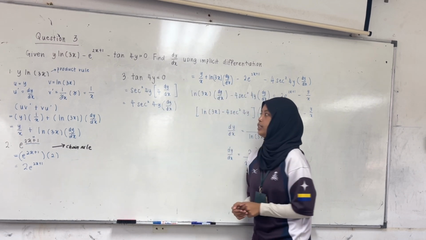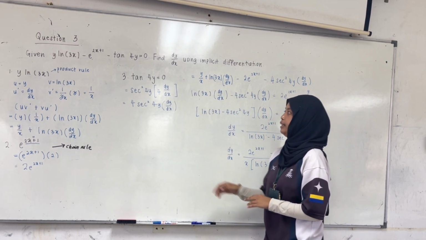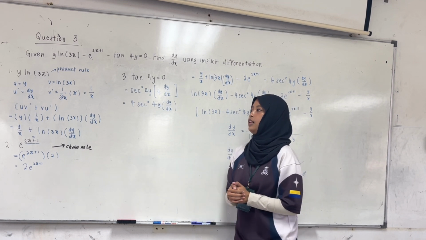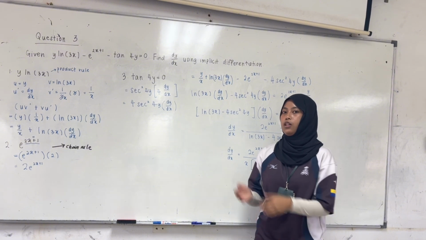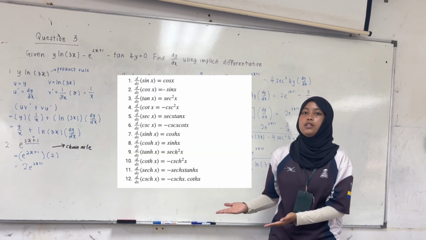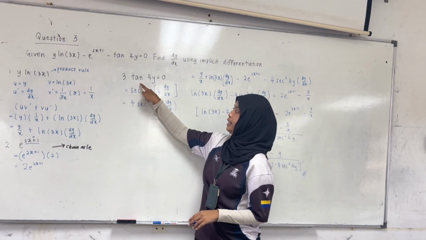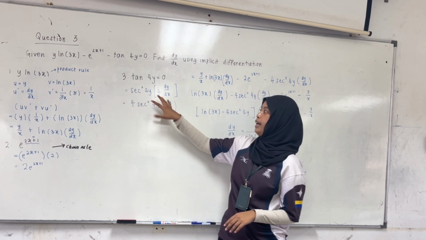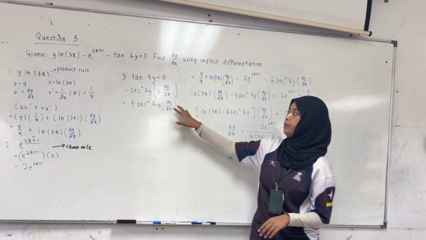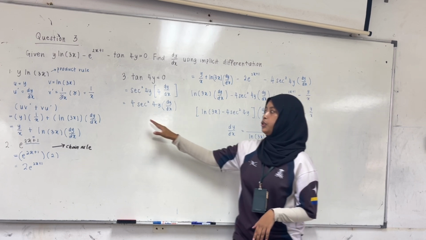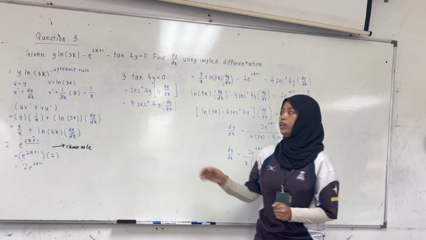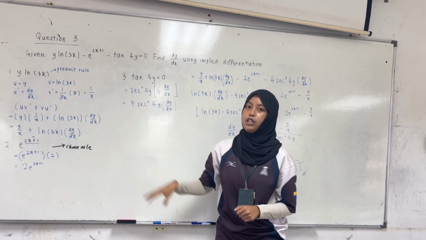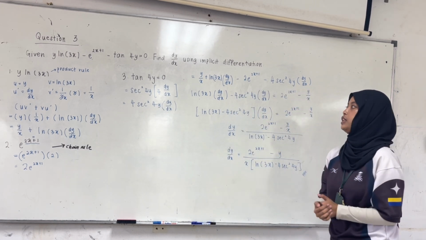Okay, let's move to the third equation, which is tan 4y equal to 0. As you can see, this is a trigonometric function, so you need to memorize all these derivatives. So that's why I use the derivative of tan equal to sec squared, and then we have 4y multiplied by 4 dy over dx, so you can get 4 sec squared 4y dy over dx. Okay, so we have all the derivatives for our three given terms.